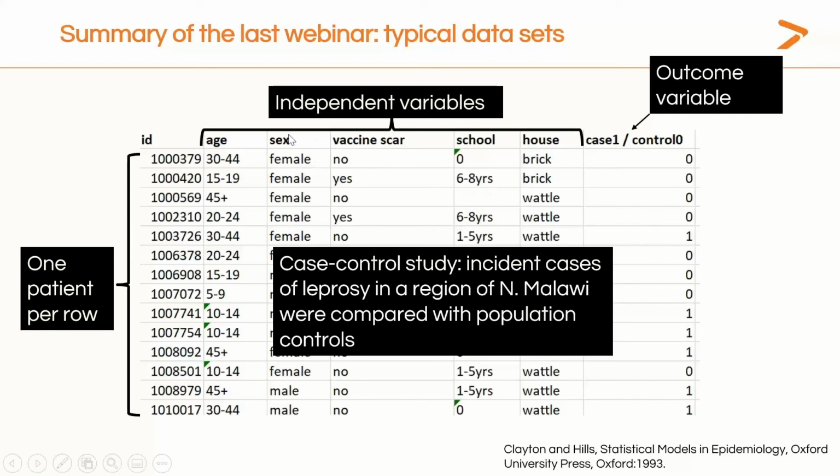In between, you have these independent variables: age, sex, vaccine scar, school, house type. And the purpose will be to investigate the effect of these variables on the outcome. And these variables can be either quantitative or qualitative. In this case, exceptionally, they're all qualitative.